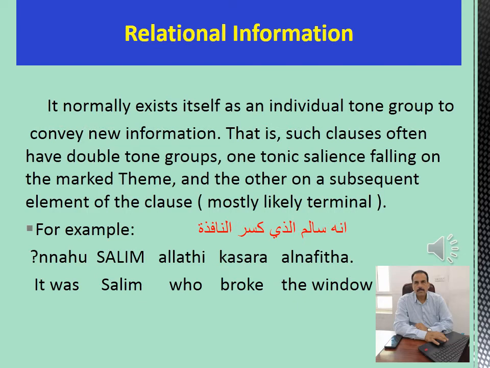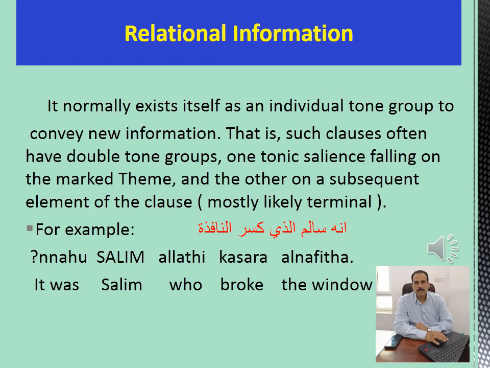For example, إنه سالم الذي كسر النافذة. It was Salim who broke the window. This type of sentence is called a cleft sentence. It was Salim who broke the window. The purpose of this sentence is to focus and to show the relation between the subject and the relational information. That is, what is happening to Salim.